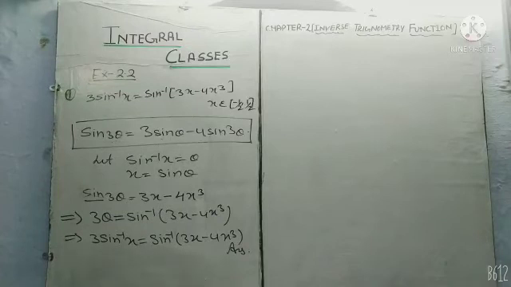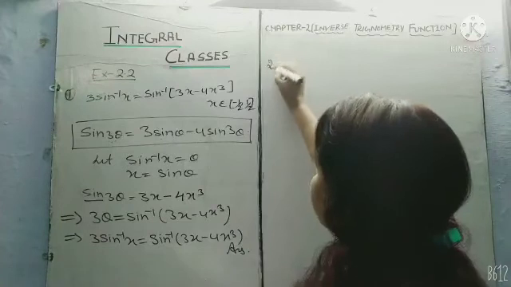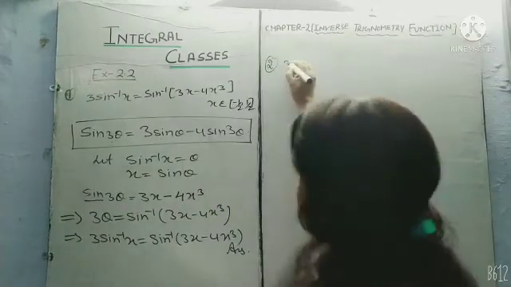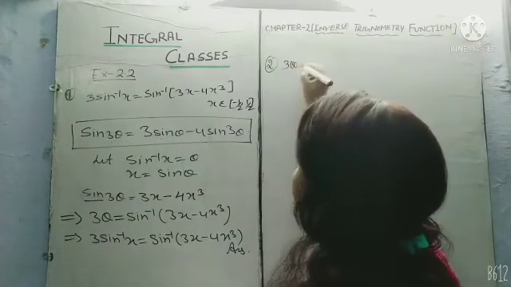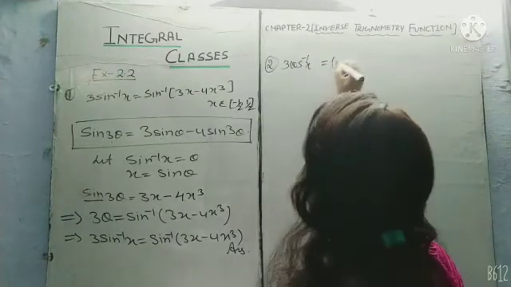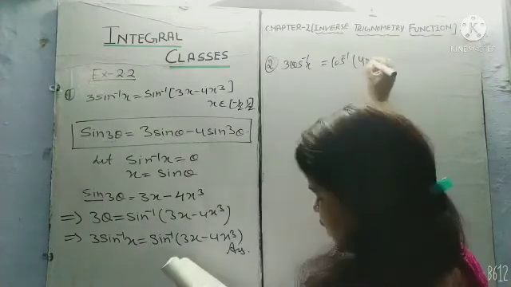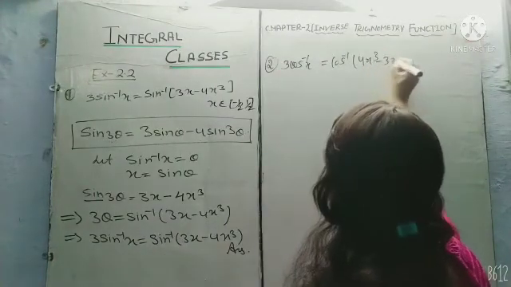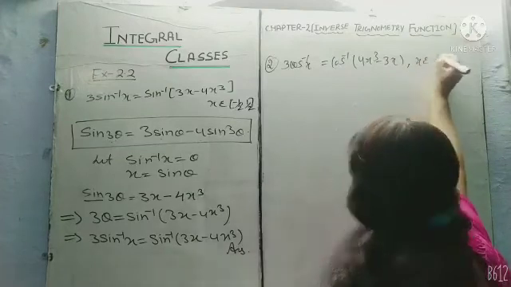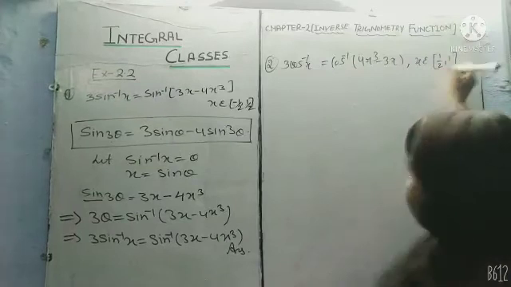Now student, question number 2 is also similar to question number 1. Only here we will use the property of cos 3 theta. So what is question number 2? 3 cos inverse x equal to cos inverse (4x cube minus 3x), where x belongs to 1 by 2 to 1.